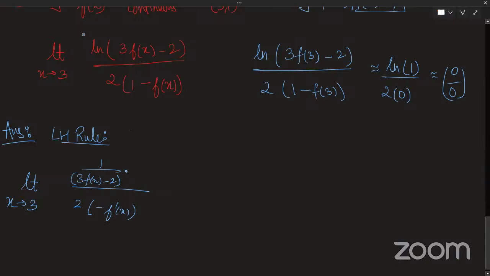What is the derivative of 3 f of x minus 2? The derivative is 3, sir. Is it 3? 3 is a constant now, sir? Yes, 3 is a constant. So the derivative of f of x is 0?